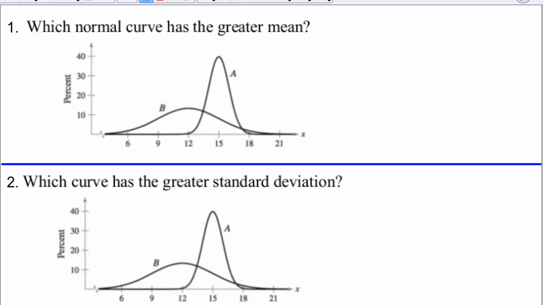The first one is, which normal curve has a greater mean between these two curves, based on the observations that we made in the previous pages? Obviously, the one that's shifting to the right will have the greatest mean, which will be curve A. And number two, greater standard deviation. The higher the standard deviation, the more it's spread out. So basically, that will be curve B.